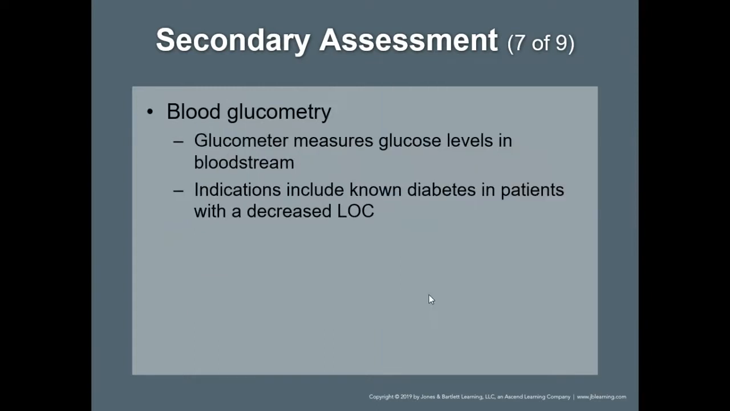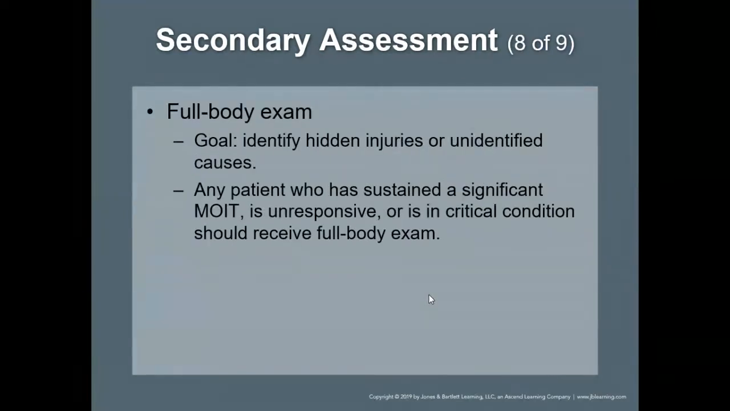Now, blood glucometry. A glucometer measures glucose levels in the bloodstream. Indications include known diabetes in patients with a decreased level of consciousness. So your vital signs should be done in your secondary assessment, and you can do a full body scan.